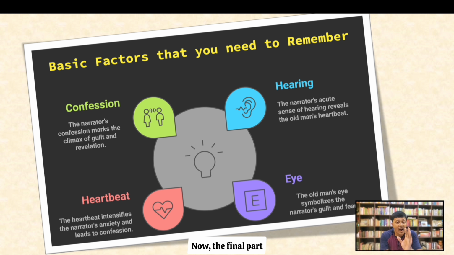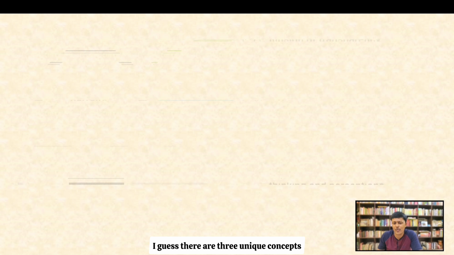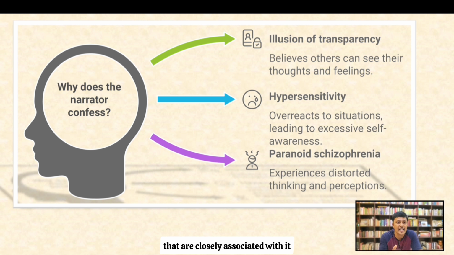Now, the final part is the confession. Here I have a question: why does the narrator actually confess? I guess there are three unique concepts that are closely associated with it. First is the illusion of transparency. Second is hypersensitivity. And third is paranoid schizophrenia. These are unique concepts, and they are connected with each other. So when you understand the illusion of transparency, you can also understand how hypersensitivity and paranoid schizophrenia are working in the text.